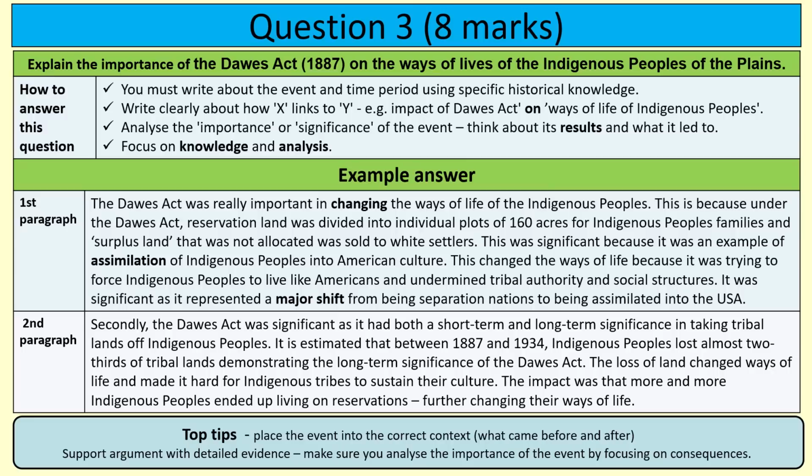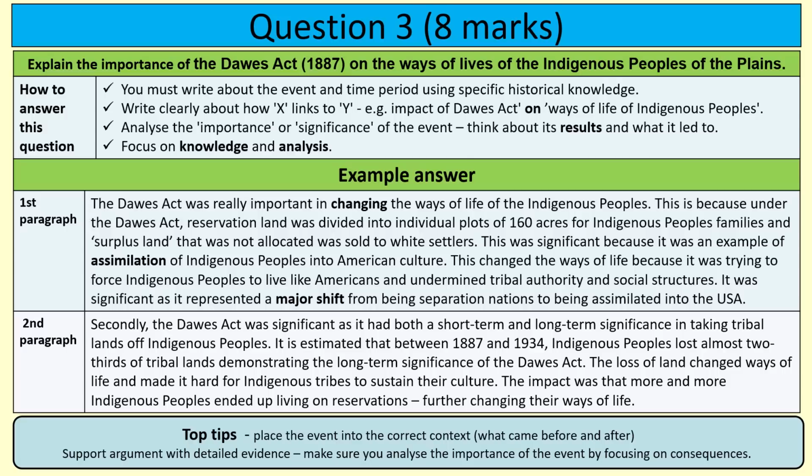families, and surplus land that was not allocated was sold to white settlers. This was significant because it was an example of assimilation of indigenous peoples into American culture. This changed the ways of life because it was trying to force indigenous peoples to live like Americans and undermine tribal authority and social structures. It was significant as it represented a major shift from being separate nations to being assimilated into the USA.